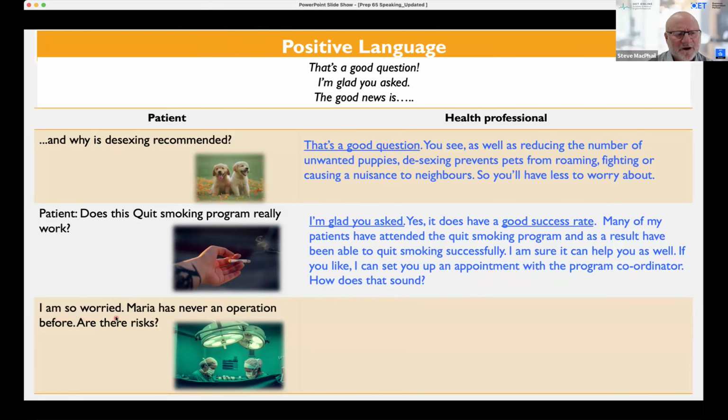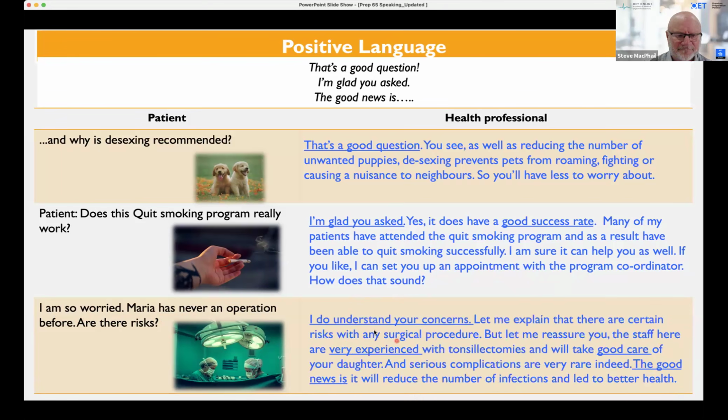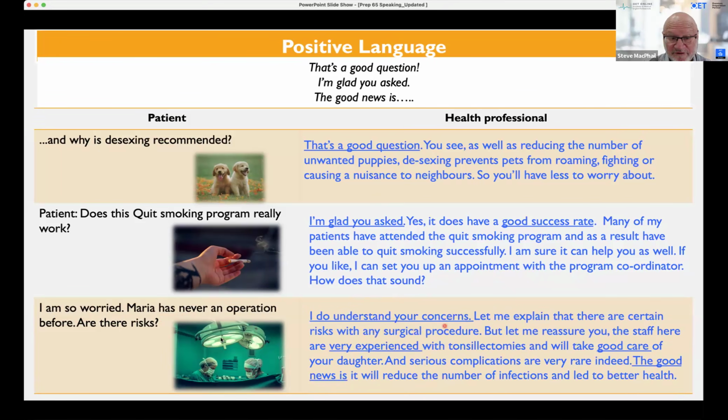Next one: "I'm so worried. Maria's never had an operation before. Are there any risks?" "I do understand your concerns. Well, there are risks. I do understand your concerns. Let me explain that there are certain risks with any surgical procedure.